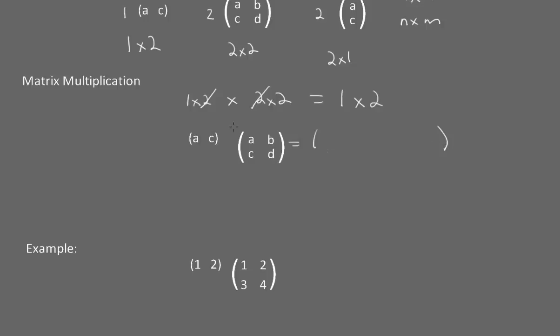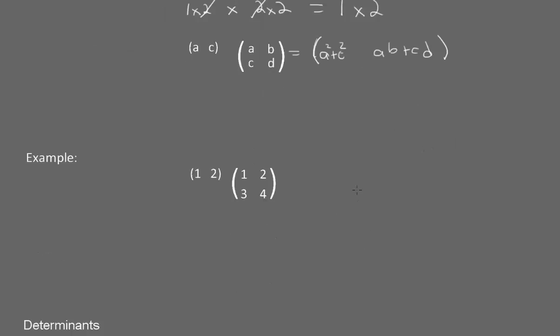Now for the first term of the matrix, we'll take this row multiplied by this column. So a times a plus c times c. So we get a squared plus c squared as our first term. For the second term of the matrix, we'll take this row multiplied by this column. So a times b plus c times d. So ab plus cd.